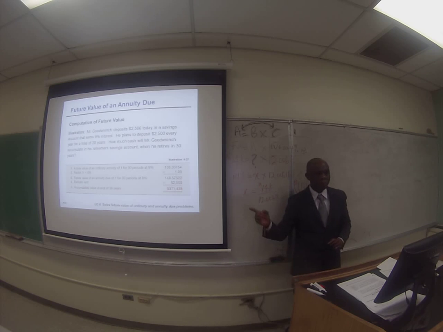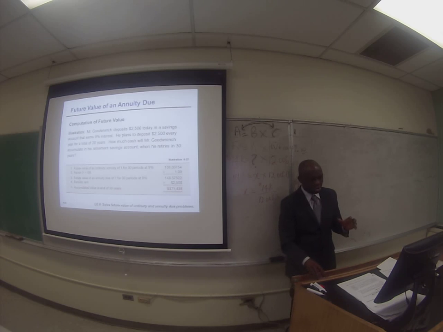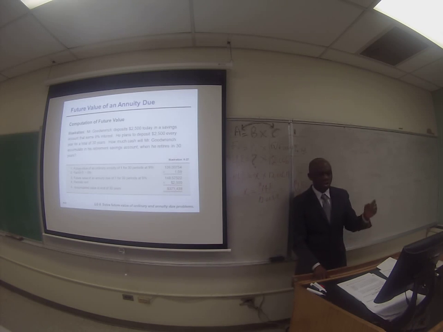The last issue, computation of future value. Now, this is ordinary annuity, okay? Here this illustration helps us as to how to tweak the formula or the table of ordinary annuity for annuity due problems. So as you can see here, look at the factors. Number one, future value of ordinary annuity of 1 for 30 periods at 9%. Here you have the factor.